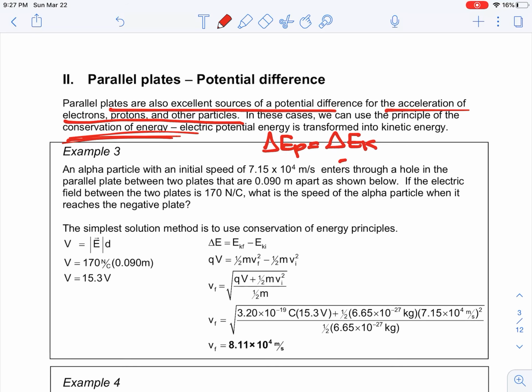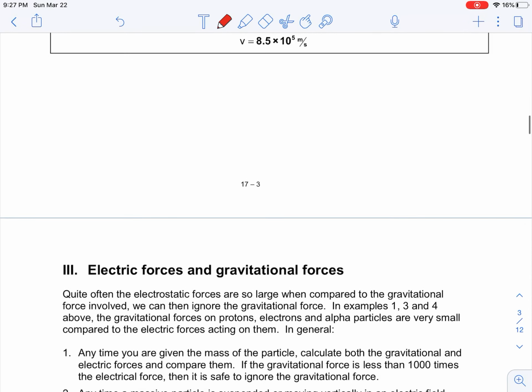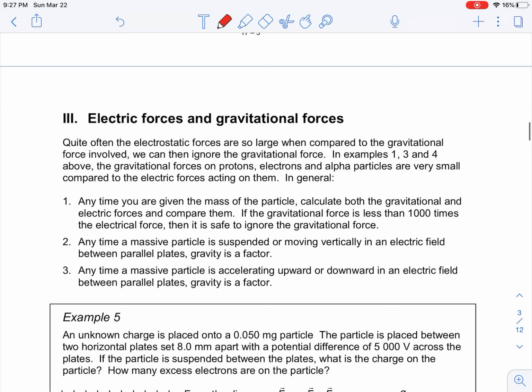They're pretty simple if you're starting them from rest, and a little bit more tricky if they are already moving at a speed when they hit that potential difference. Okay, this part is talking about, if we were in class, well, we are in class, I would say cross all of this out. And what it's talking about is when can we ignore gravity?